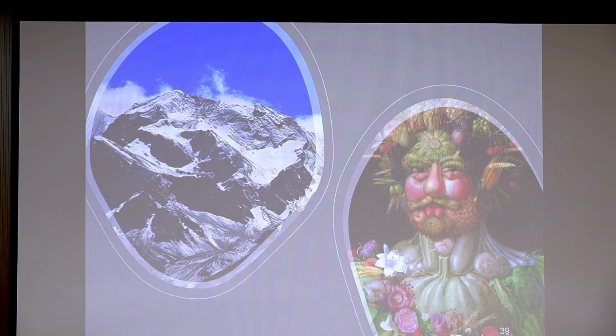Now I want to ask you something about this. When you see this picture, do you see a man's face or do you see vegetables, fruits and flowers? How many saw the man's face first? Oh, good. That means you are thinking supramolecular. Anybody who saw the fruit and vegetable and flower first is still thinking reductionist molecular.